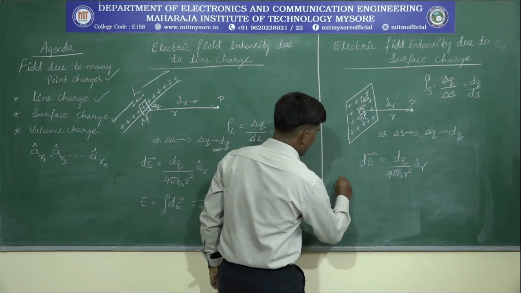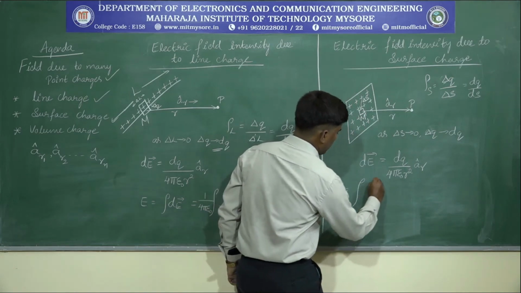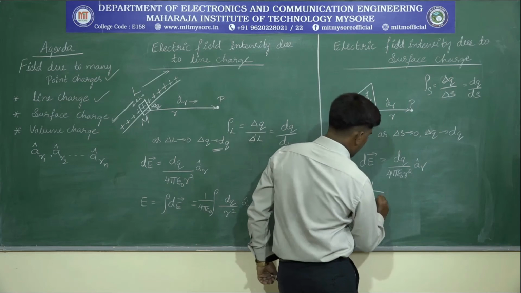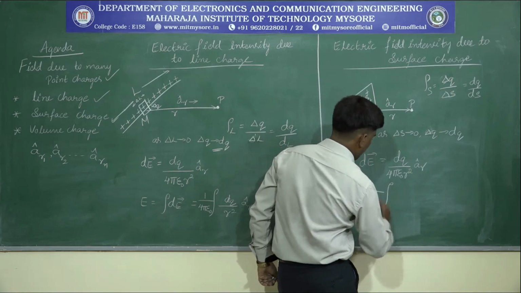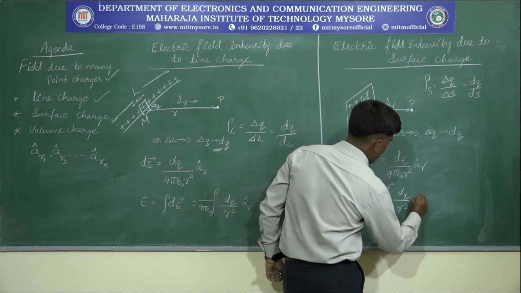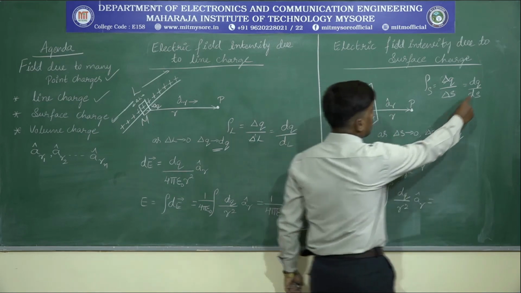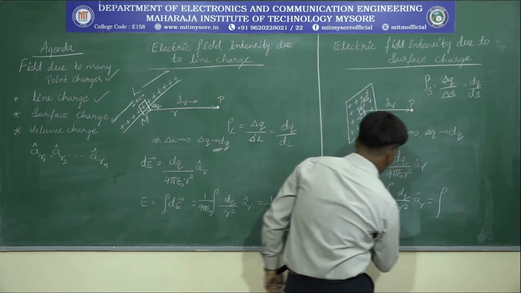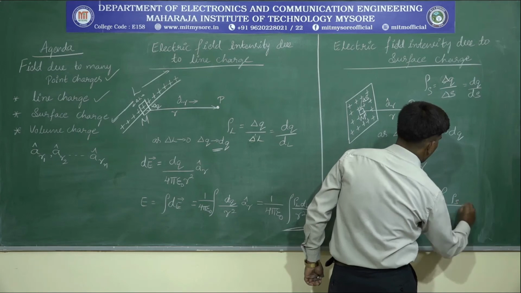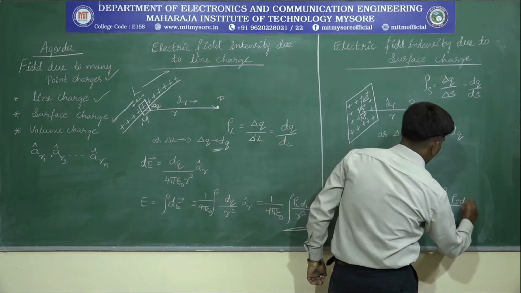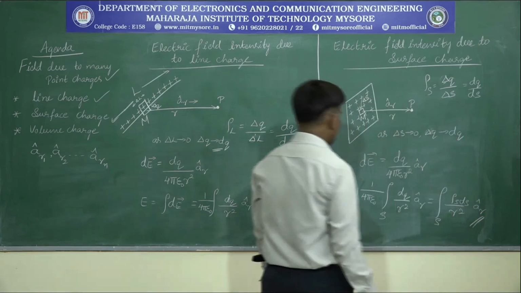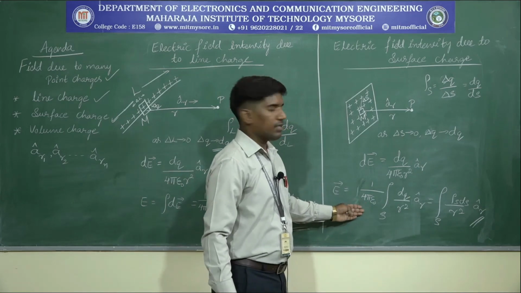Similarly, the overall electric field intensity due to surface charge is the integration of 1 by 4 pi epsilon naught, which is common, so take it outside, constant, into dq divided by r square into a cap r. If I substitute dq is equal to rho s into ds, then this is a surface integral of rho s into ds divided by r square into a cap r. This is the electric field intensity due to surface charge.